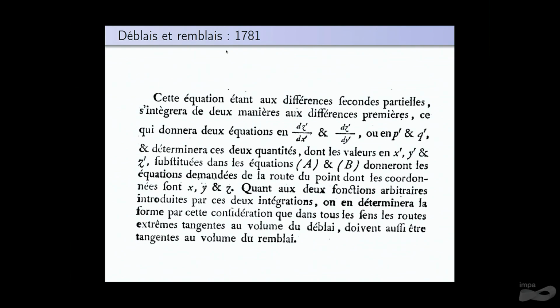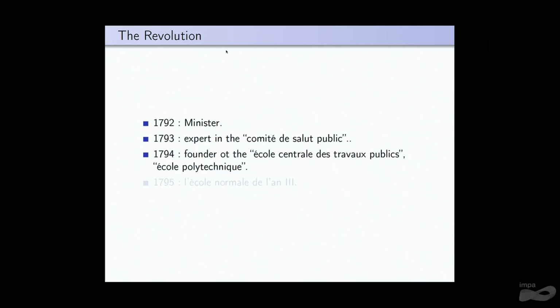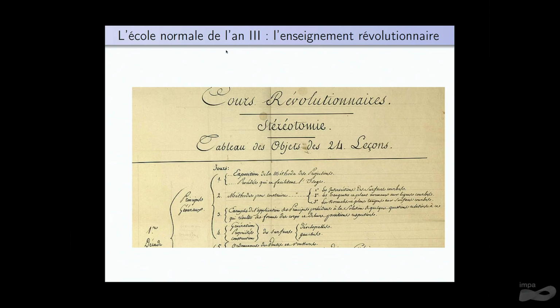OK, so let me finish that by mentioning the end of his life. In 1792, as I told you, he became minister of the Comité de Salut Public. Then he began founding the École Centrale des Travaux Publics, then the École Polytechnique, then the École Normale de l'An-3, which is the predecessor for the École Normale Supérieure. He was fully involved in teaching, and then this is the door of the École Normale Supérieure, and then he was teaching a lot in École Polytechnique. He was in love with the École Polytechnique.